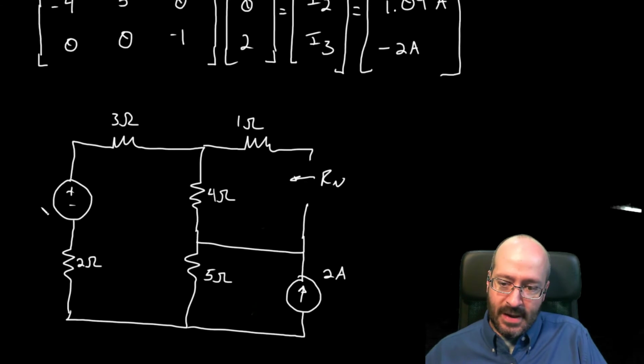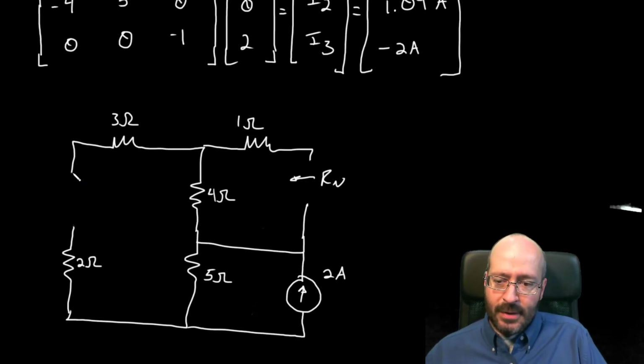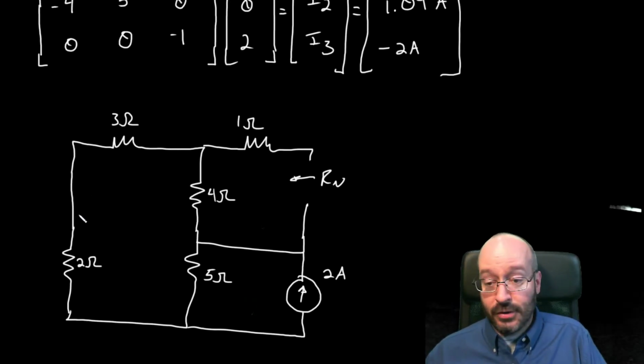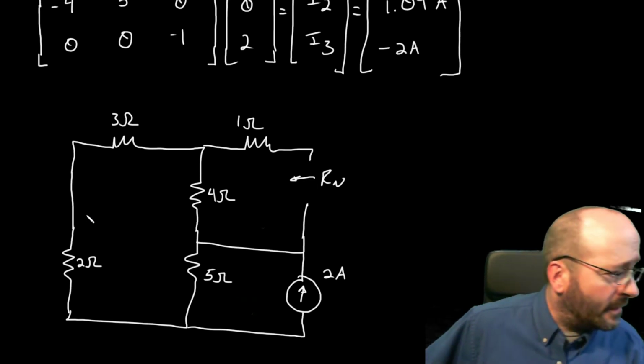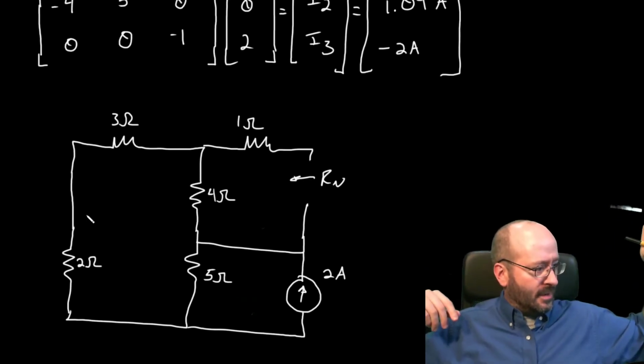In any of the methods, with the exception of method 2, we have to replace the other independent supplies with their ideal resistances. So that was a voltage supply, so it becomes a short. It's popping up right there.